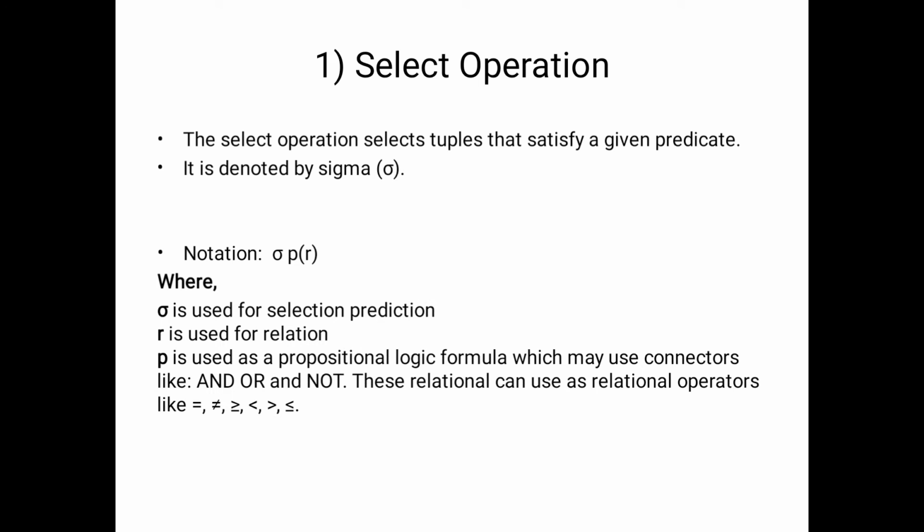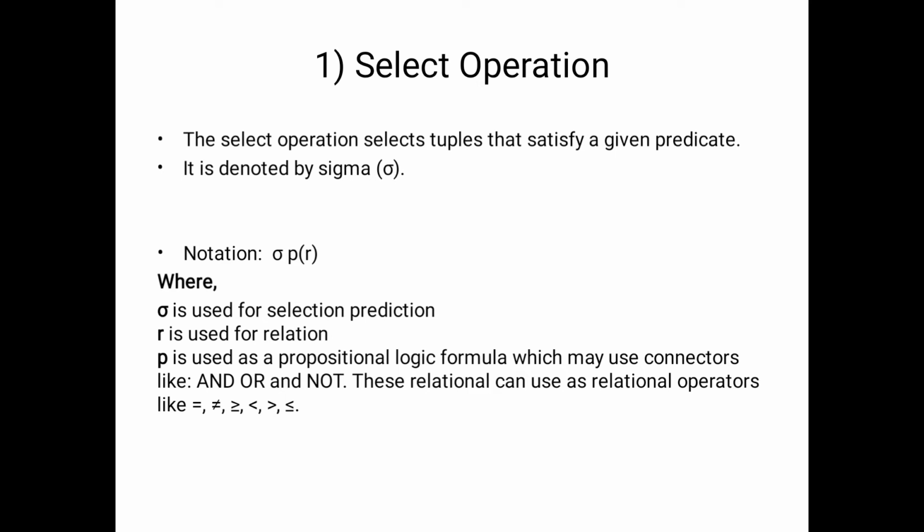Here also we apply the same process but with the help of relational algebra operations. From that point of view we will use the syntax sigma p of r. What is the meaning of sigma? The select operation is denoted by sigma. What is the meaning of P? Here P is used as the propositional logic, in case we apply any connectors like AND, OR operators. Here R is used as the relation. That means R is helpful for retrieving from which table.